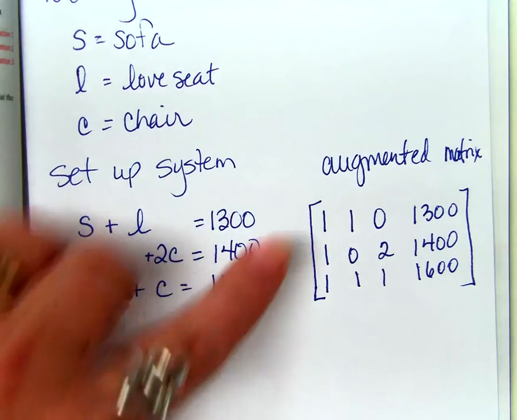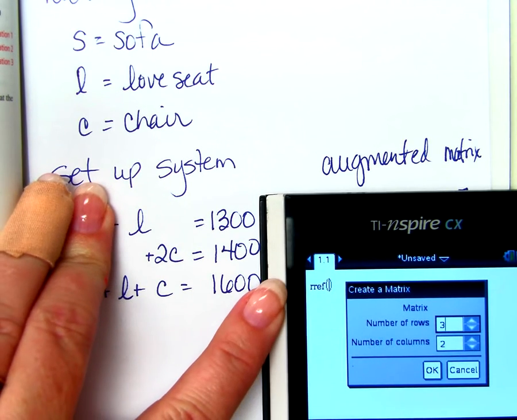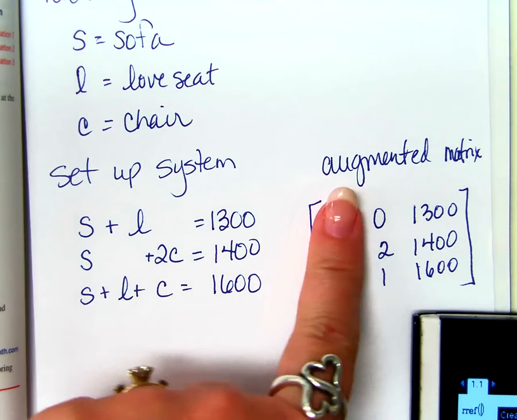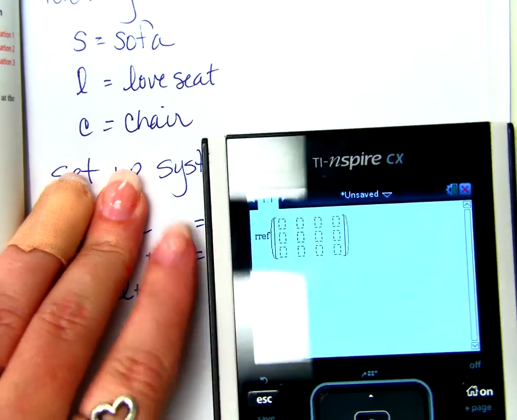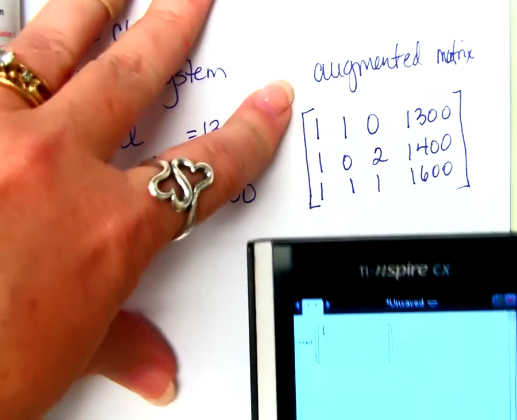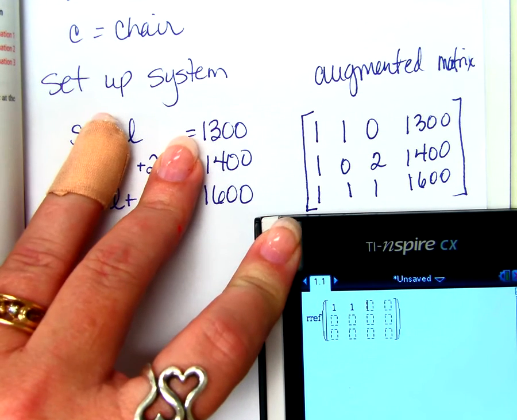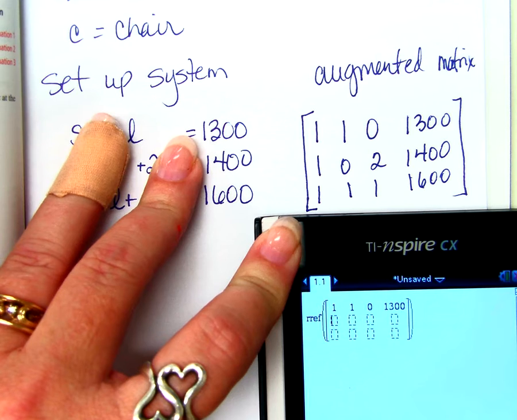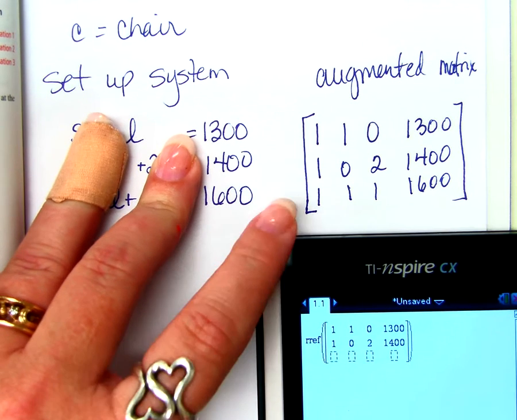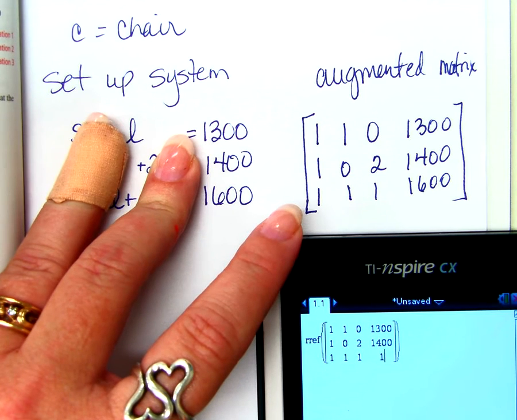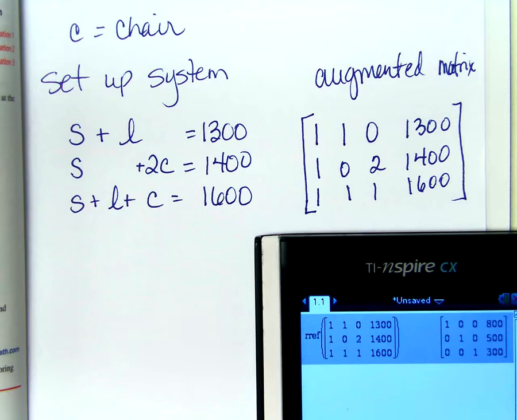How many rows does it have? 1, 2, 3 rows. And how many columns does it have? 1, 2, 3, 4. So 4 columns. And again, it looks like what it's supposed to look like if it's the right shape. Okay? When I enter all my numbers, 1 tab, 0 tab, 1,300, tab, 1 tab, 0 tab, 2 tab, 1,400, 1, 1, 1, 1,600. When I press enter, what do I see?